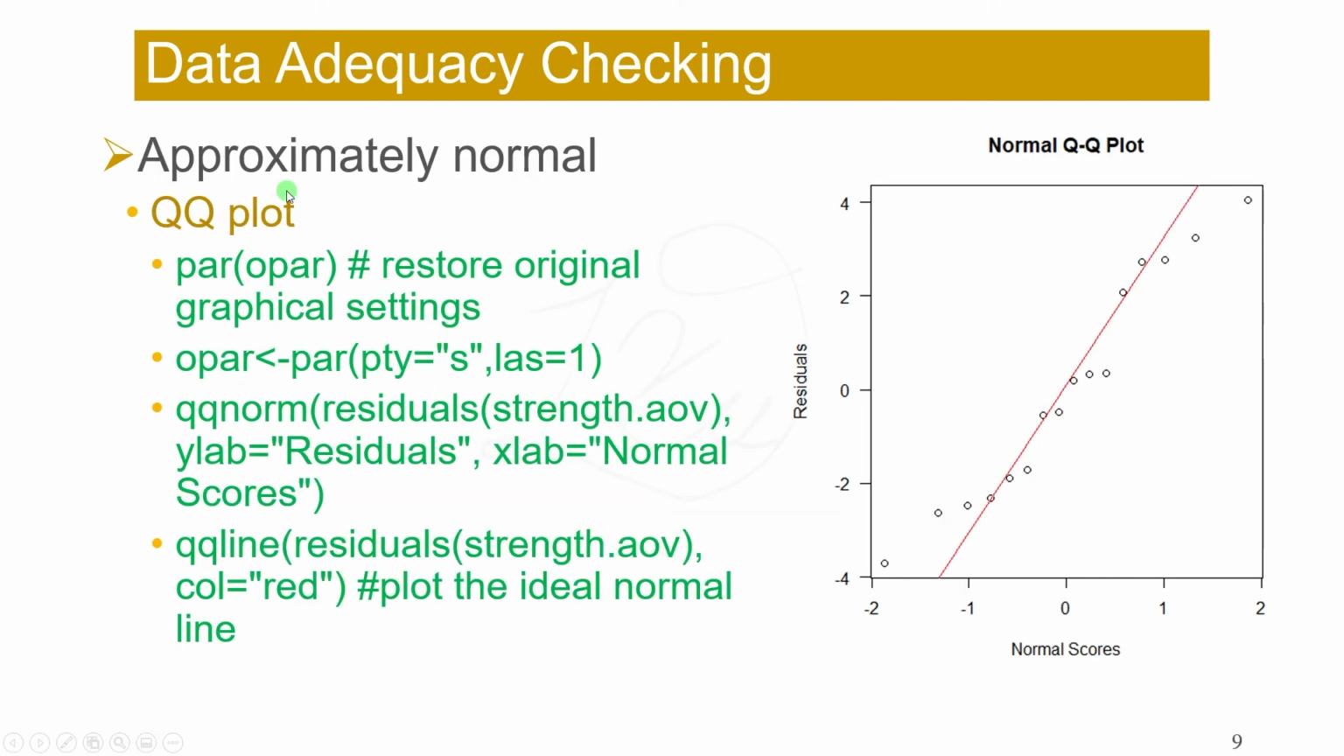Next, we will check the approximately normal assumption using the QQ plot. The qqnorm function plots the residues against the normal z-scores, and the qqline function plots the red line for perfectly normally distributed data. As we can see, most of the data points in the middle area are either on or very close to the red line. This indicates that the data we have collected are approximately normally distributed.